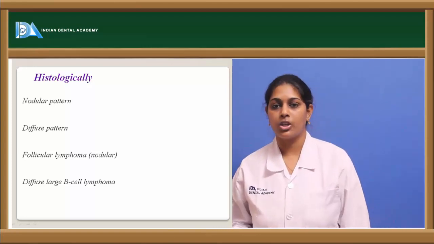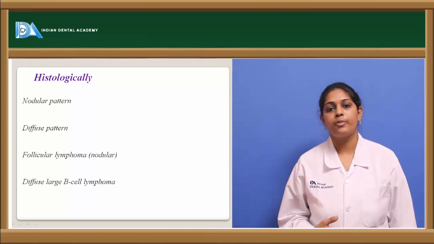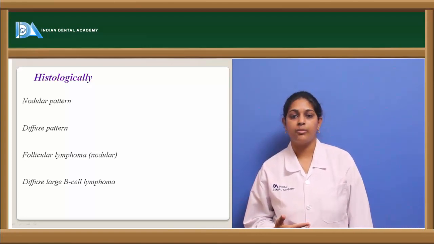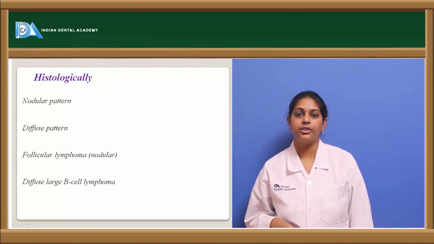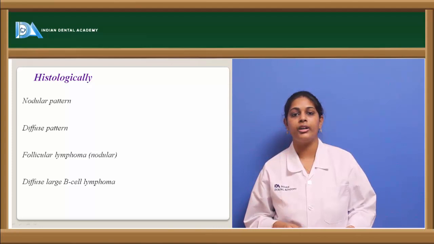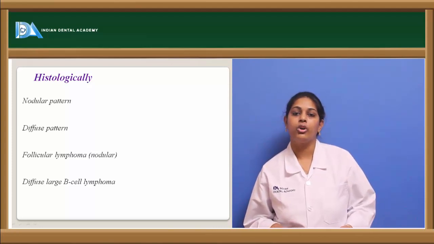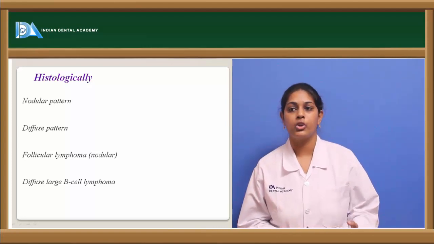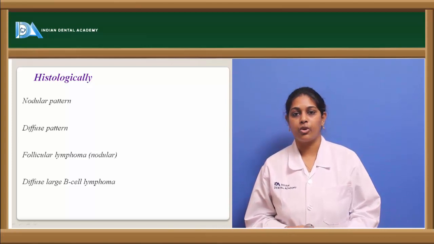So this is known as nodular pattern. The next is a diffuse pattern, where we see a varied population of cells in this non-Hodgkin's lymphoma. Rather than a nodular architecture, these neoplastic cells proliferate and are scattered throughout the lymph node or the extranodal sites, wherever they have been involved, and this serves as the diffuse pattern of non-Hodgkin's lymphoma.